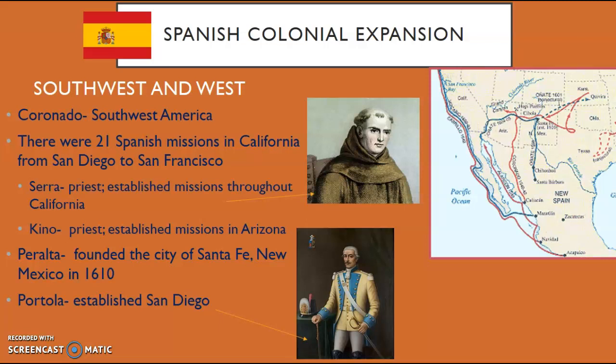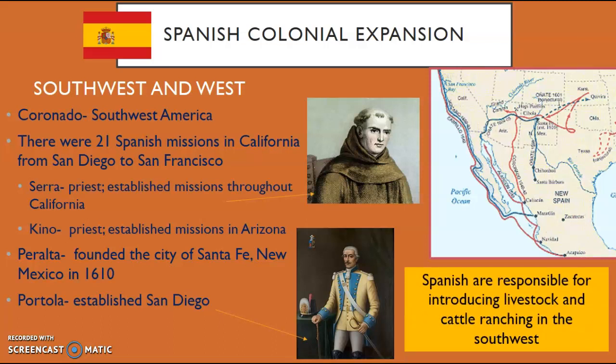So in California, from San Diego to San Francisco, there were these different missions. This is a picture here of Serra. He was one of the priests who set up missions in California. Another priest, Kino, was in Arizona. And then there were other people who weren't priests, who were just explorers like Peralta and Portola, who also came into the Southwest area. So the Spanish were mostly in the southern area, the Florida area, but also in the Southwest and the West. The Spanish also didn't just bring religion, they also were bringing products with them that became instrumental in the development of America.